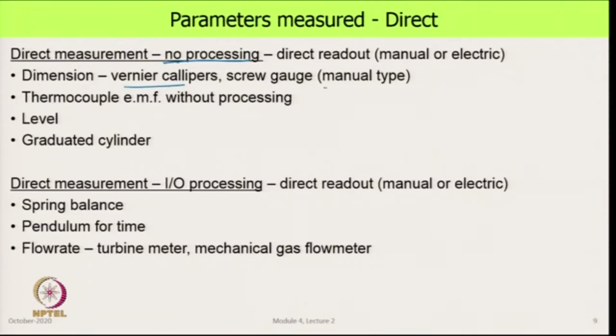A vernier calipers of the manual type, where you have to read the markings on it, the voltage of a thermocouple on an analog voltmeter, or the level indicator. So, just put a scale in a tub of water and say what is the level, or a graduated cylinder. I have given some very simple examples which you would have already seen somewhere earlier, and this is a case of direct measurement without any processing. But remember, here there is human intervention, and we will see later on what this does in causing an error.